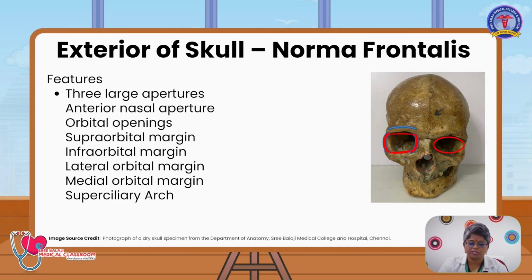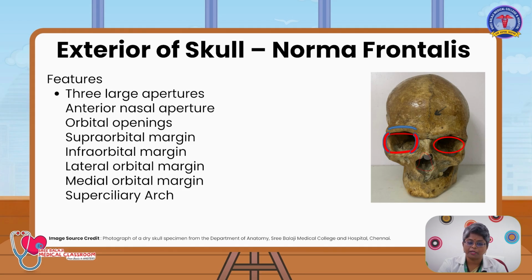Now, the notable features of norma frontalis include three main apertures: one anterior nasal aperture and the two orbital openings. The anterior nasal aperture is present in the midline. It is pyriform in shape and wider below than above.